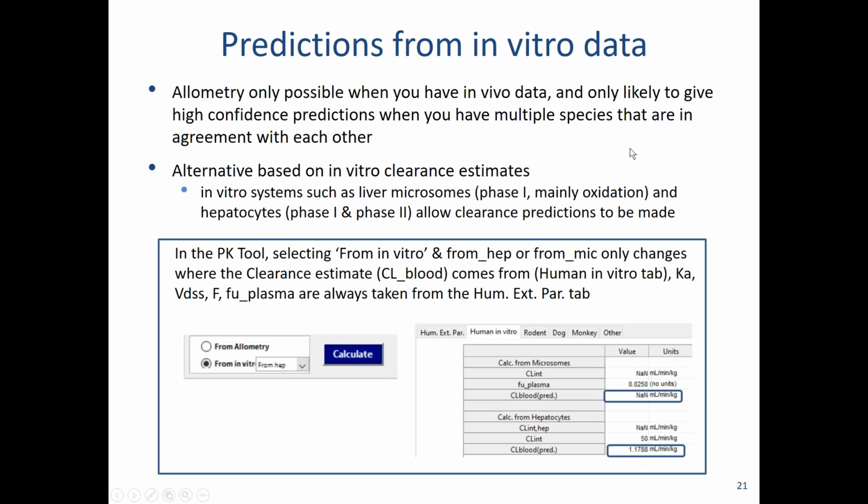So that was predictions using allometric scaling. We're going to look now at predictions from in vitro data. So this is using in vitro data to provide predictions of clearance.